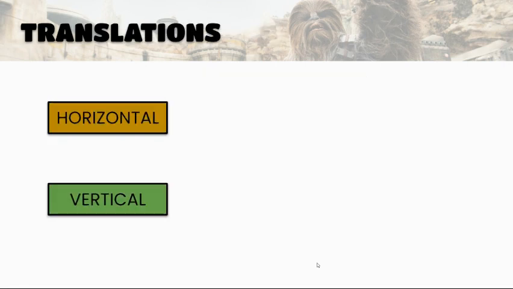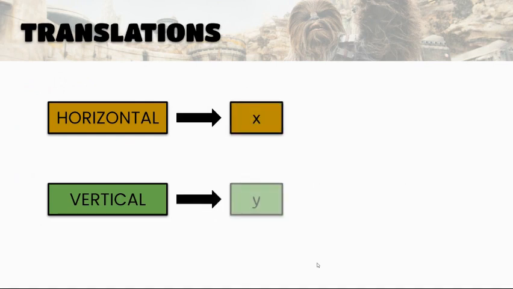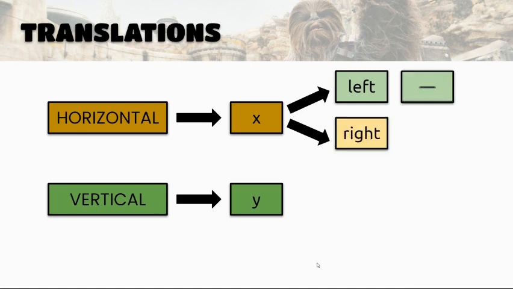Let's talk about translations. If I have a horizontal translation, that means I'm moving in the X. And when you move vertically, you're moving in the Y. But when we're moving in the X, left is negative, right is going to be positive. Think about the way the number line works. The negative numbers are on the left and the positive numbers are on the right.